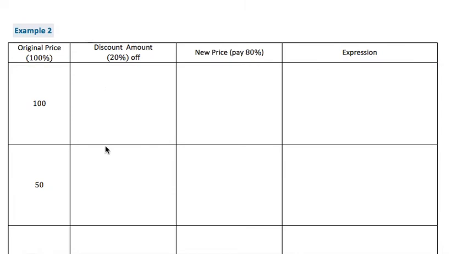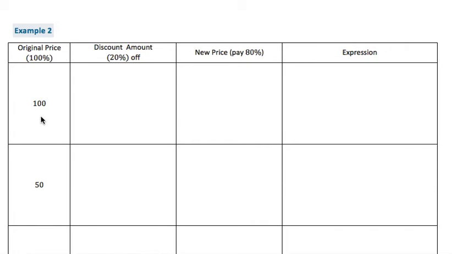In example 2, we're going to complete the table by showing equivalent amounts. So our first column is the original price, or the 100% amount for an item. The second column would be the discount amount. That's how much is going to be taken off. Our third column will be the new price. And then finally, we'll write 3 equivalent expressions for each of those situations.